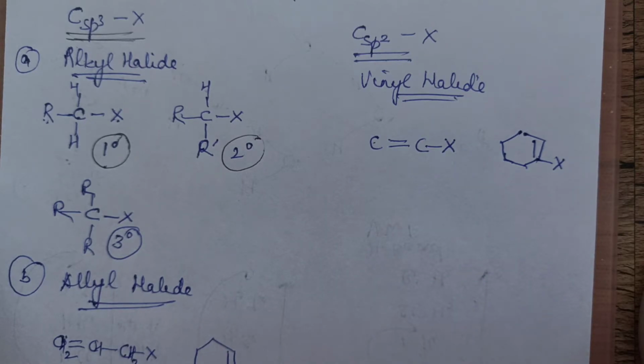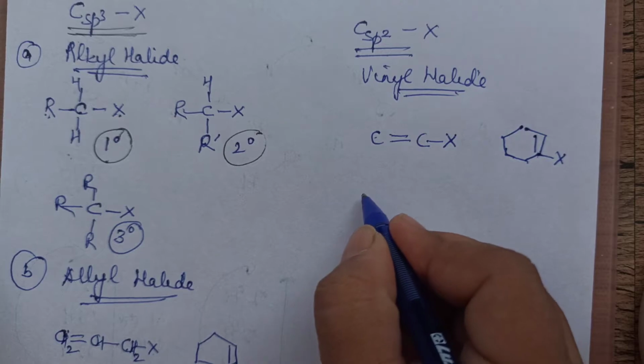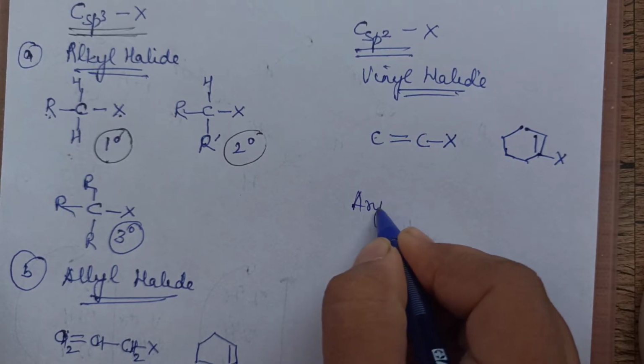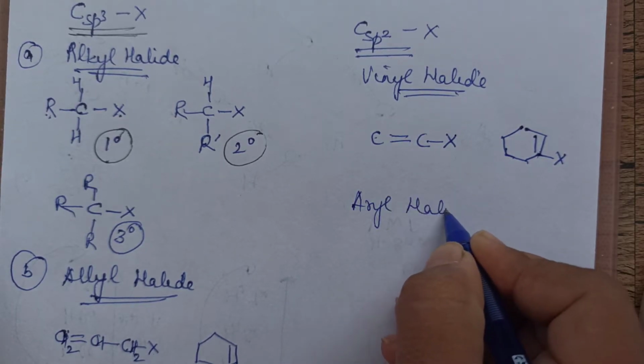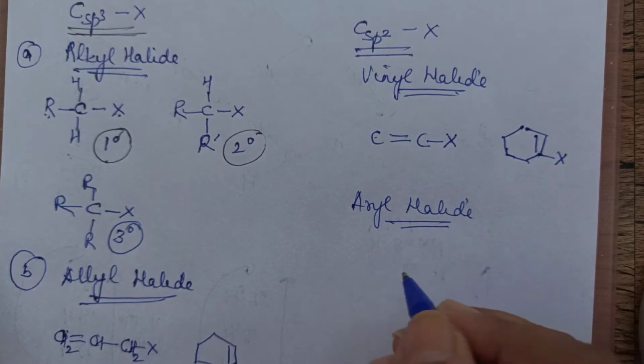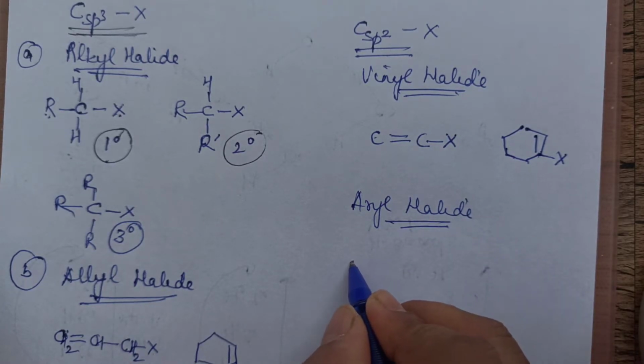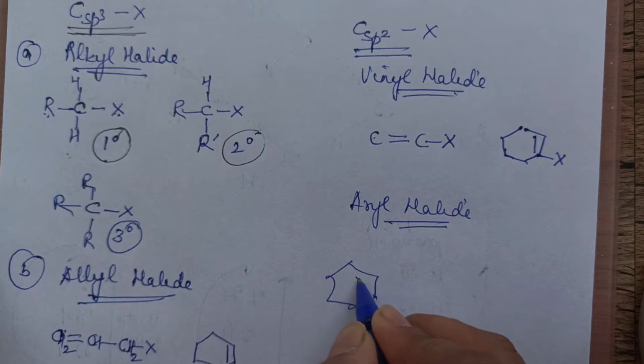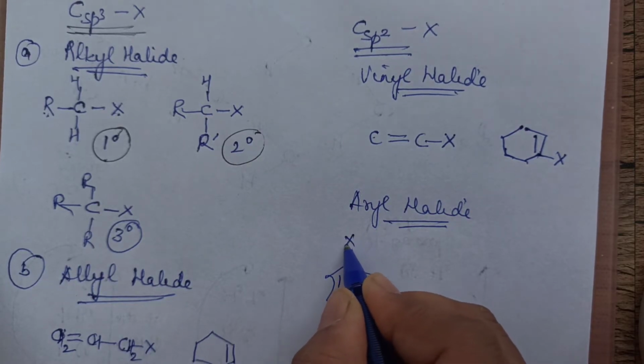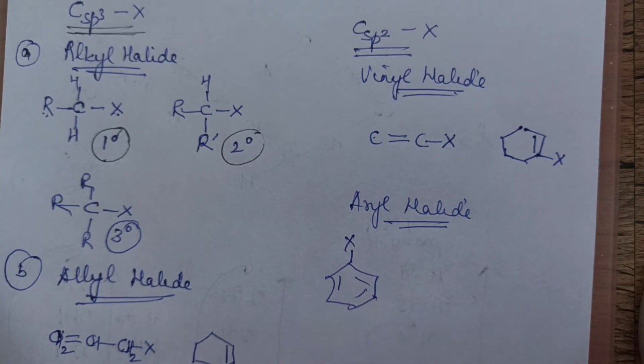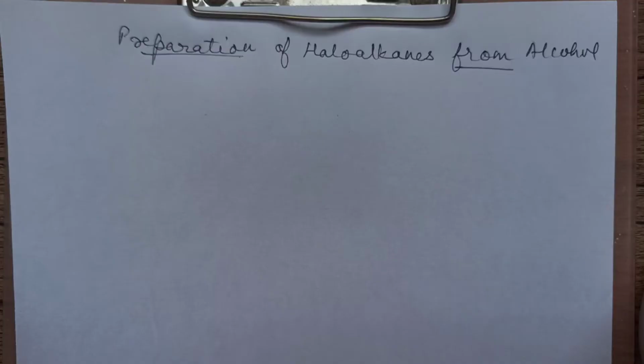Is it clear? Now the next example, children, this is aryl. Aryl halide. Now what is aryl halide? Aryl halide is a benzene ring that itself contains halogen. This is aryl. But this ring may further have many other groups. That is not a problem. So what is aryl halide? A benzene ring, and that ring itself contains halogen.